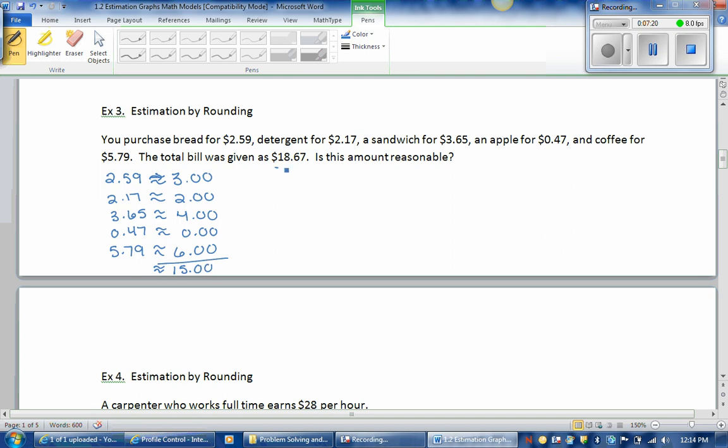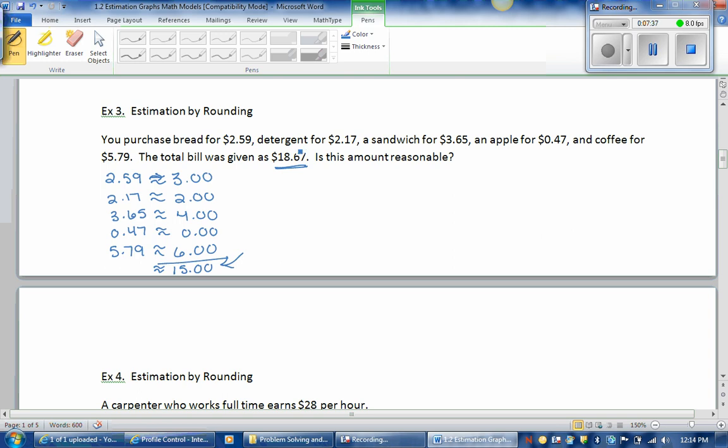So if I have $18.67, is 15 reasonable? Well, 18.67 seems a bit high compared to 15. So personally, I would check my bill before paying it.